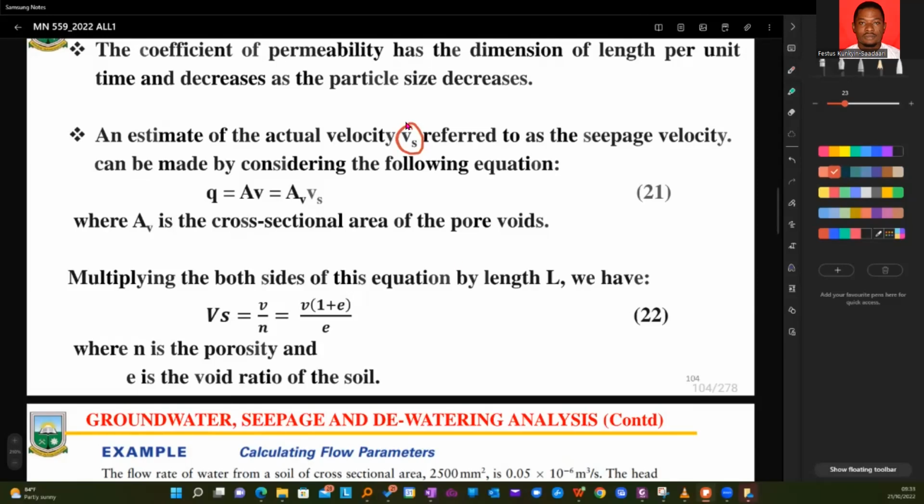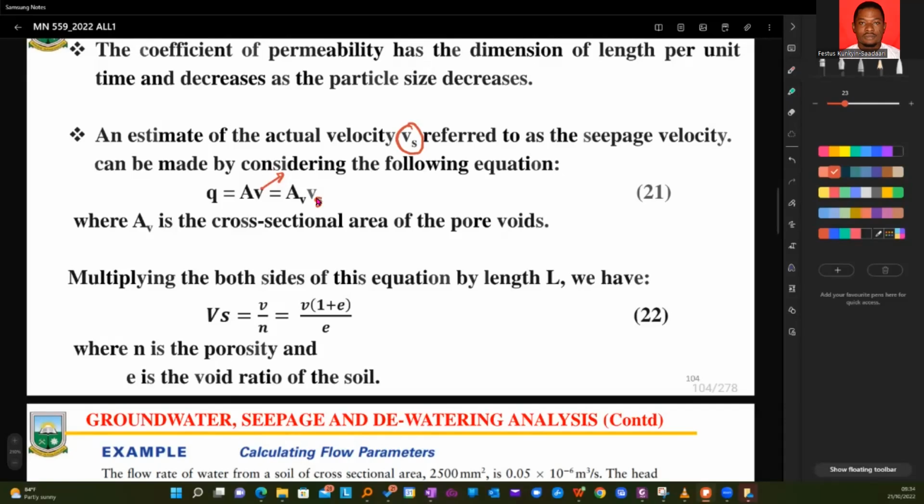And so if I want to check the velocity of flow through the soil sample, we give it a name and we call that seepage velocity. The rate of flow through that soil sample, although small, we call seepage velocity. And so instead of just saying V as used earlier, we give it a subscript s to denote seepage velocity. Good. So Av is the cross-sectional area of the pore voids.